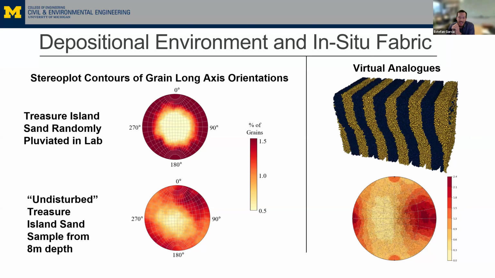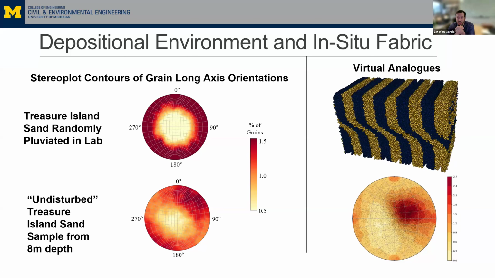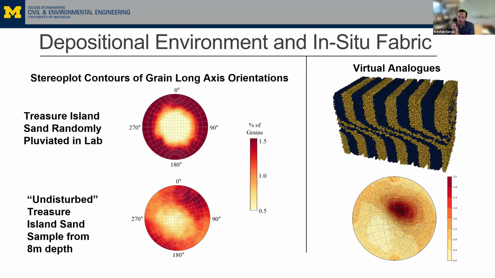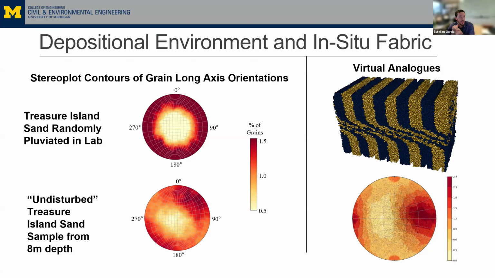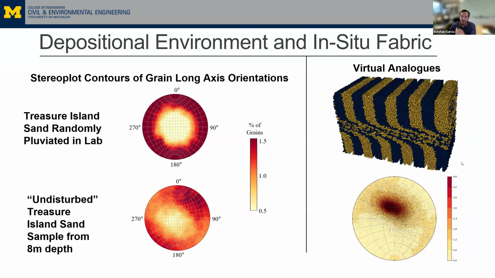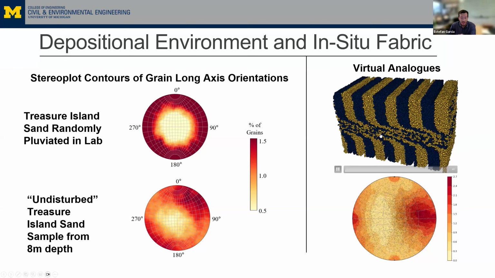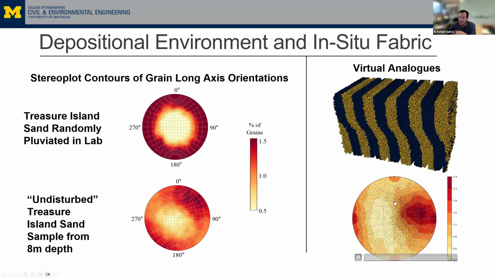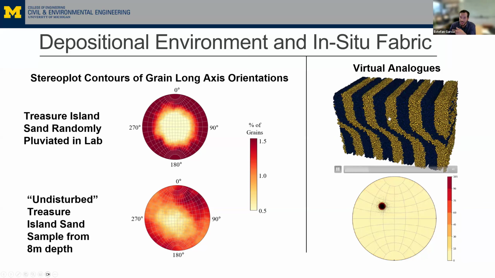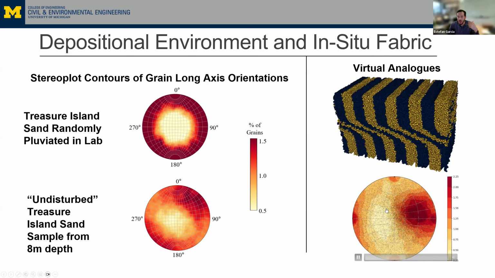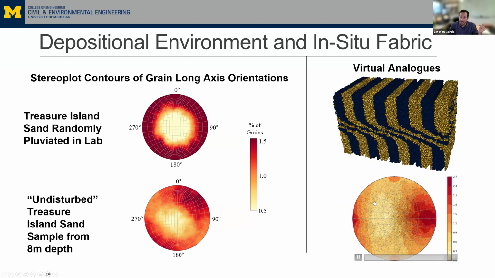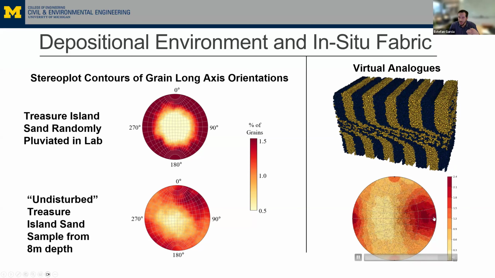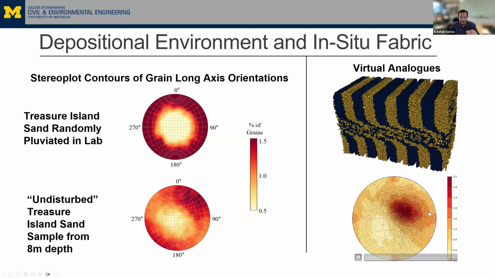So to really look at how fabric changes with any given initial state, it's much easier to at least look at virtual analogs. And here's where I'm bringing in the discrete element method, with these simple shear simulations shown here. And we can see through the stereonet here, representing the long axes of the grains in this virtual analog simulation, that those orientations are systematically reorienting from some initial state towards the direction of shearing.